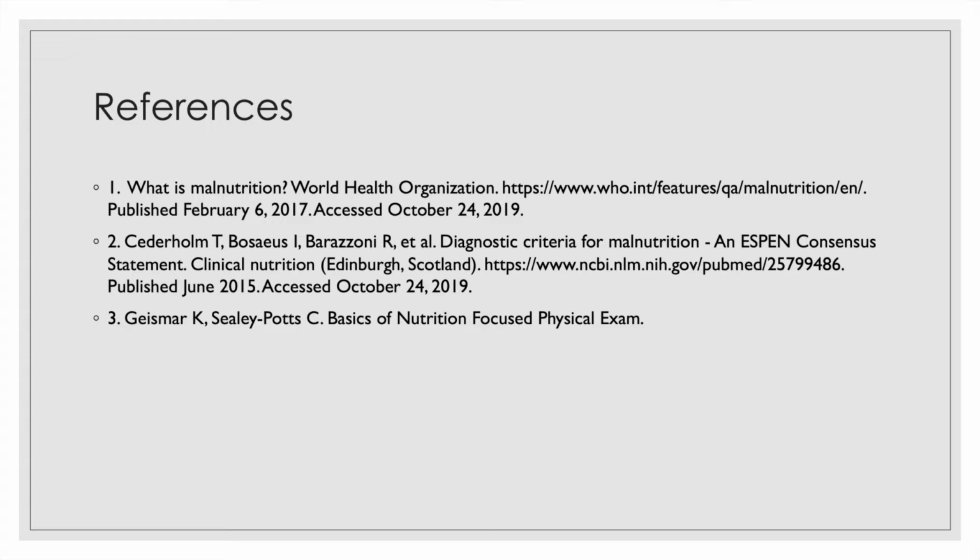So the next thing we're going to do is move on to the practical application of NFPE, and we're going to discuss how NFPE can really be used in the field of dietetics when speaking to our patients.